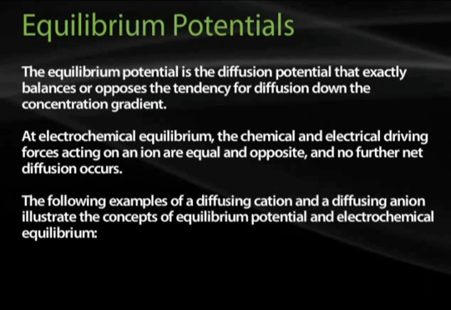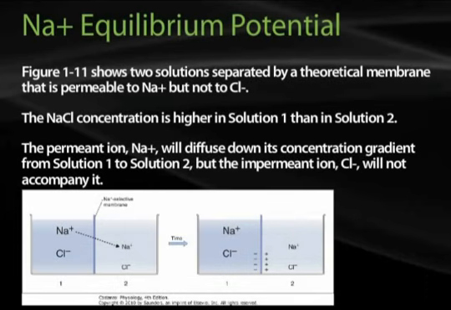Equilibrium potentials. The equilibrium potential is a diffusion potential that exactly balances or opposes the tendency for diffusion down the concentration gradient. At electrochemical equilibrium, the chemical and electrical driving forces acting on an ion are equal and opposite, and no further net diffusion occurs. The following examples of a diffusing cation and a diffusing anion illustrate the concepts of equilibrium potential and electrochemical equilibrium.